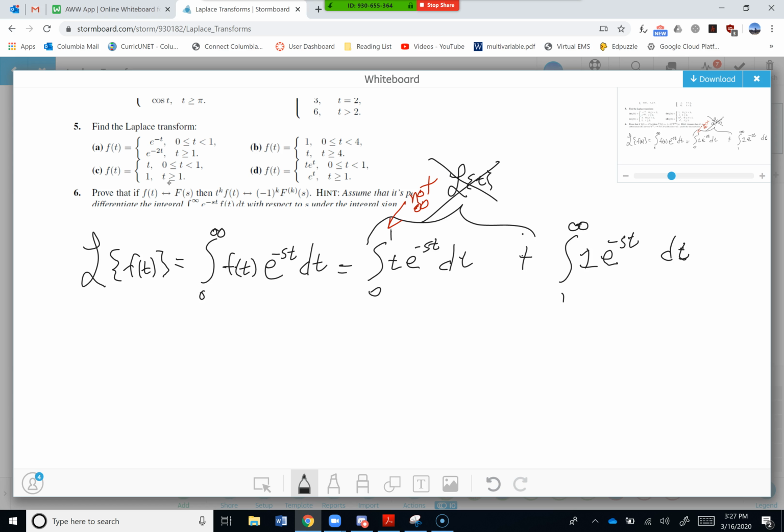Now, the first part is an integration by parts that I just have to do. The second part is almost the Laplace transform of something, right? So my plan here is that this is going to be integration by parts, and this is going to be a u substitution leading to a Laplace from the table.